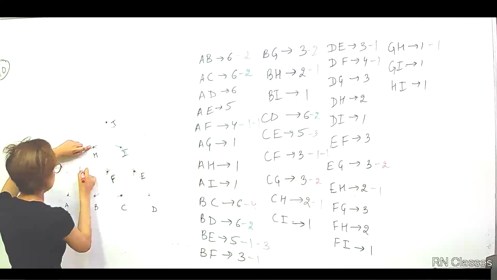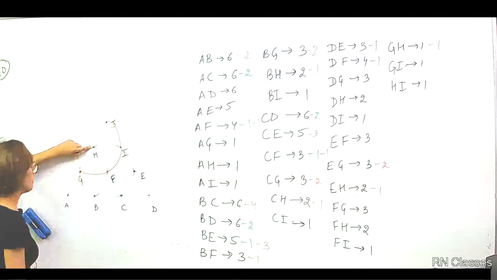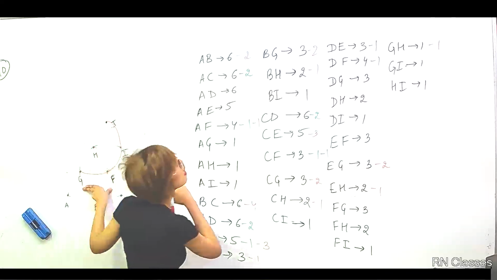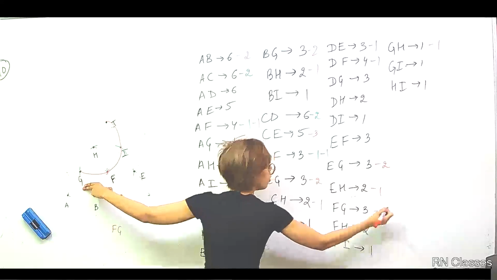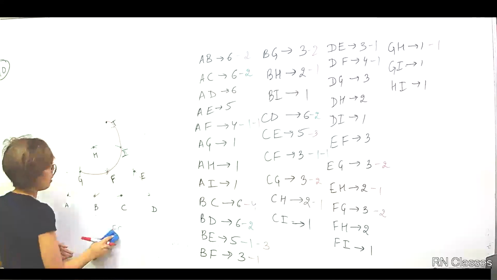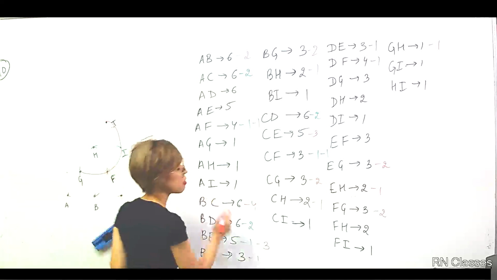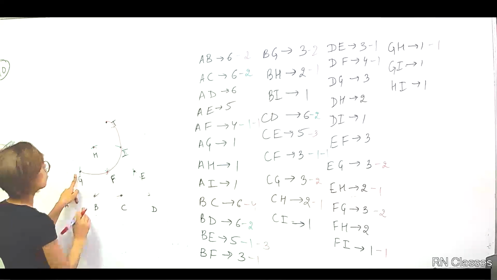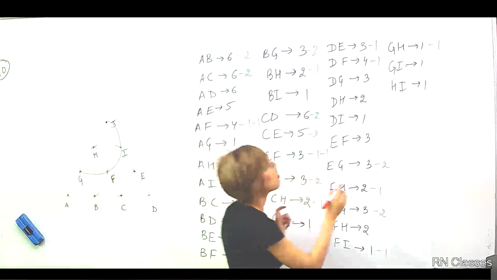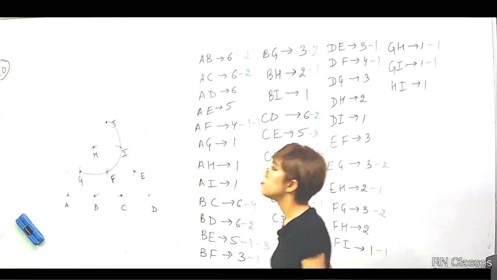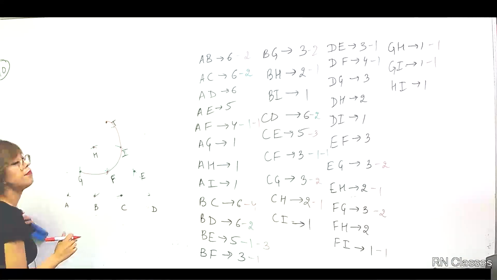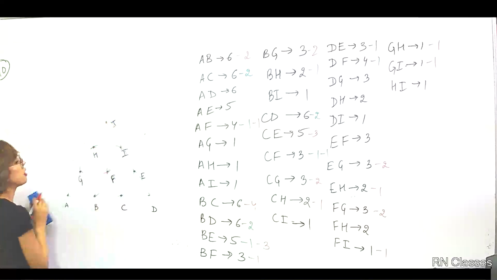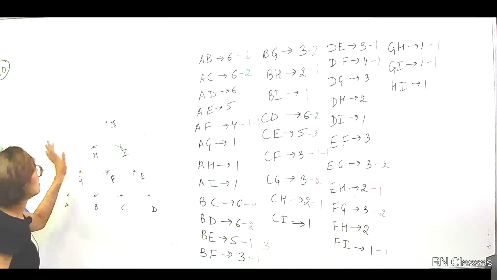Now H as the center. My circle would be something like this. So let's see. FG: I must have counted it twice. FG minus 2. Then FI, just 1. Minus 1. FJ nothing. So let's come to G. GI 1, so GI minus 1. GJ nothing. This is also done. Well, this is fun actually. So H as the center is done.